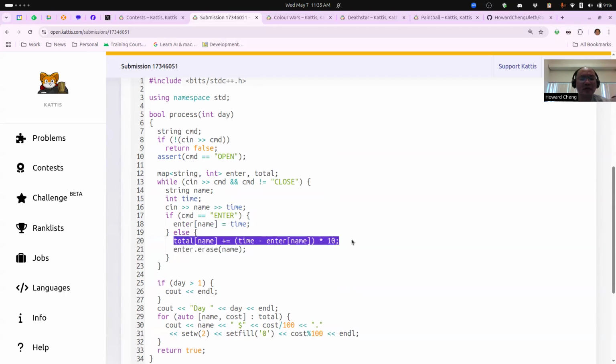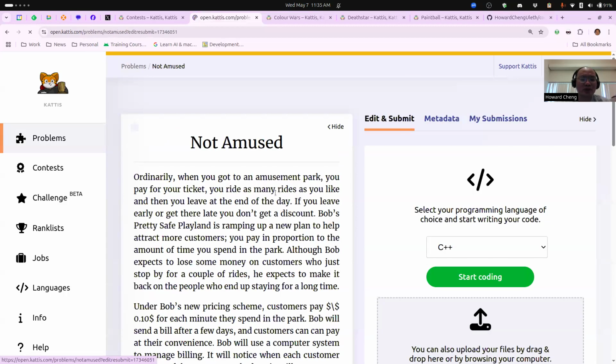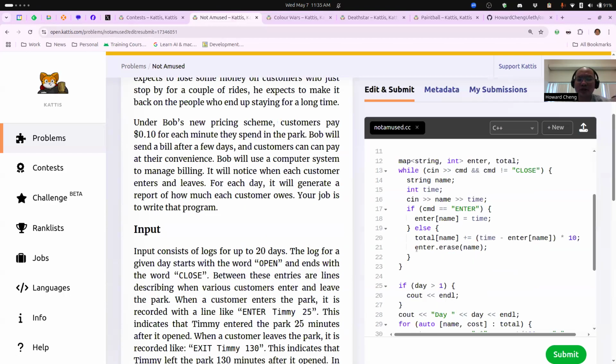Otherwise, if the person left, I compute the elapsed time, that's the current time minus the entrance time, times 10 cents per minute. Now, this actually is not absolutely required, because when I enter, even if there was an entry there, I would have updated it already. So it's not absolutely required that I erase the old time, but I thought I'd keep the map more clean. In fact, I can just quickly show you that if I get rid of this line, it will still be accepted.